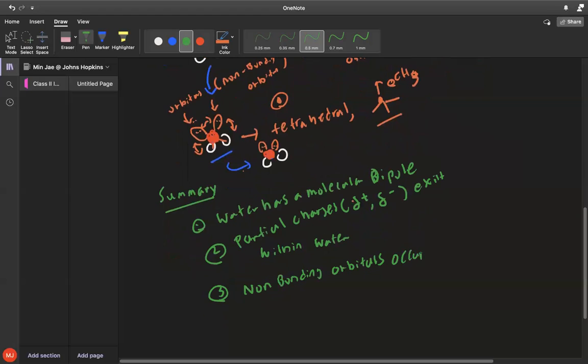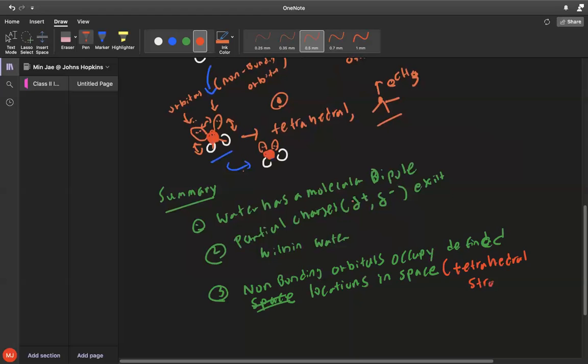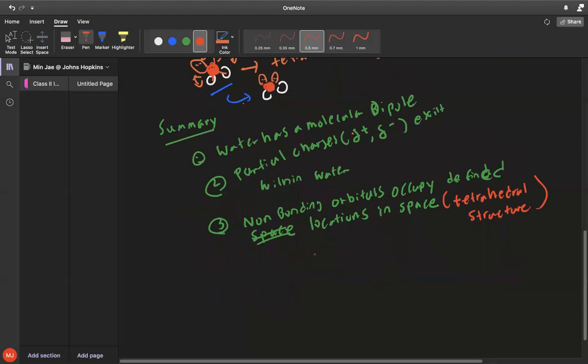occupy a defined location in space, because it forms a tetrahedral structure between the bonding orbitals and non-bonding orbitals. All right. So that is that.